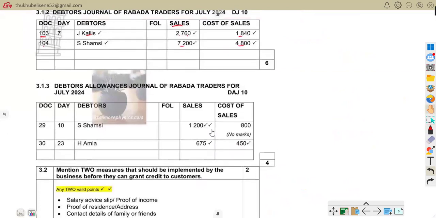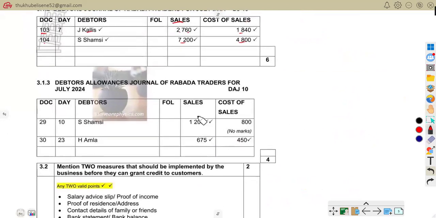We can just go to our answers. That is 3.13. Remember that it was on document 29, as well as document 30. The date was the 10th, and this is our data, who returned the goods, for which we have calculated the sales. You can see the cost of sale that was given is 800. Because it was given, there are no marks.